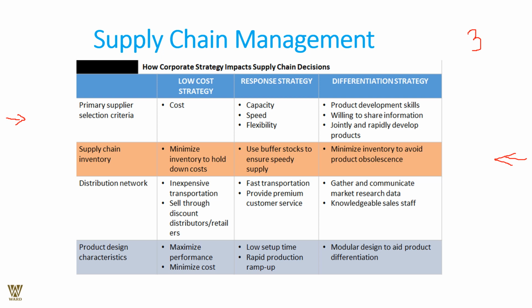In terms of distribution network, this is very relevant. For a low-cost strategy, it is inexpensive transportation, selling through discount distributors or retailers perhaps. Response strategies would be fast transportation and providing premium customer services. And the differentiation strategy is all about gathering and communicating market research data. So knowledgeable sales staff are required for differentiation strategy. Remember, we are looking only at the distribution aspect here.